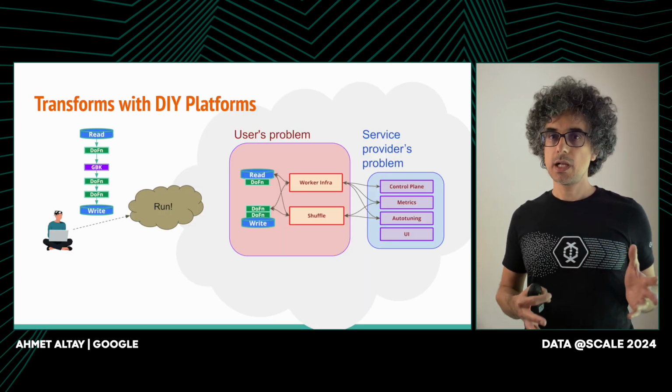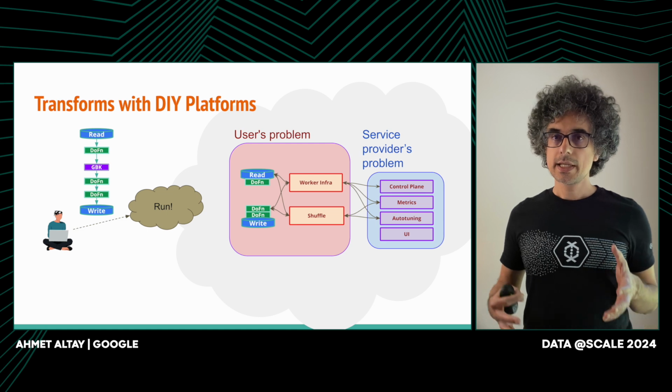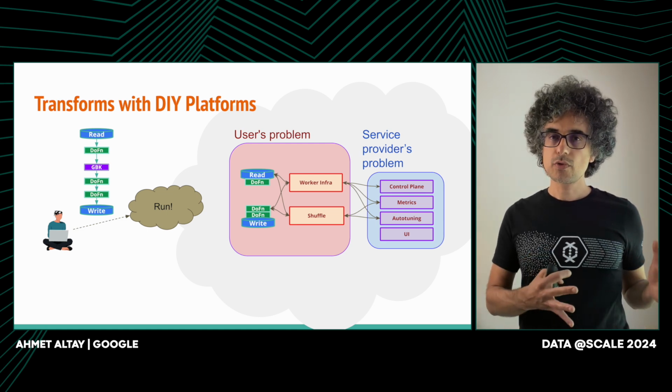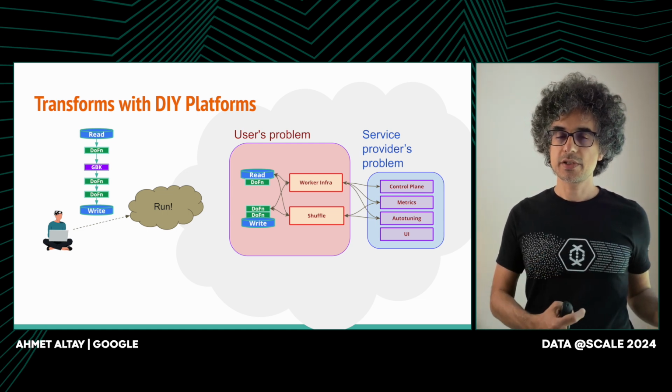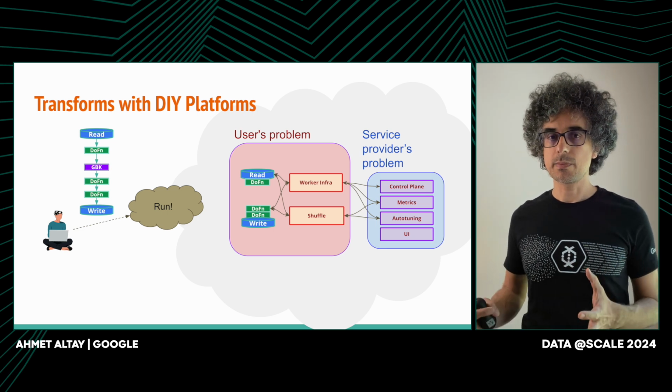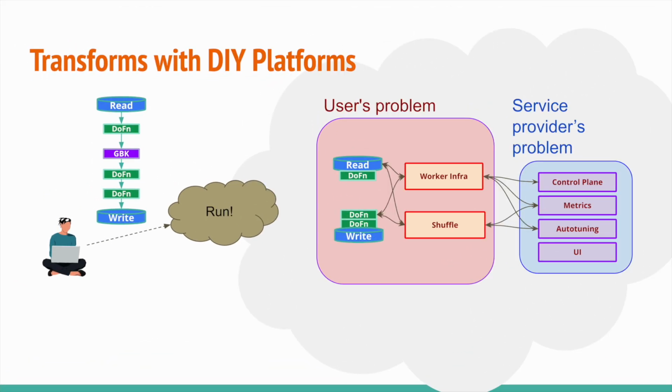One way Beam helps with reliability is by reducing the number of concerns that an ML practitioner has to think about while they're running a pipeline. In a typical do-it-yourself platform, a user has to have a concern for their business logic, that's the green boxes in this picture, and they also have to think about how to read data, write data, and they also need to understand the underlying system that's running.